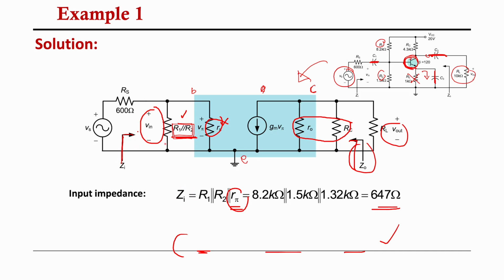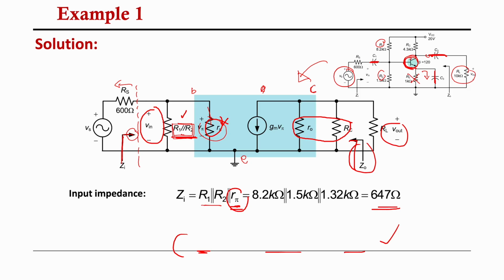Our input impedance will be counted as R1, R2. RS will not be counted, because RS is before the input impedance. So this is your input impedance. RS is behind the input impedance, so it is not counted. The ones that are counted are R1, R2 and R pi. R1, R2 are in parallel, and it is also parallel with R pi.